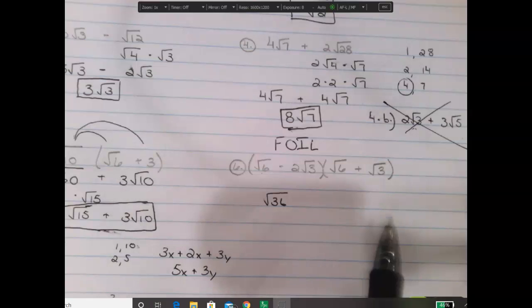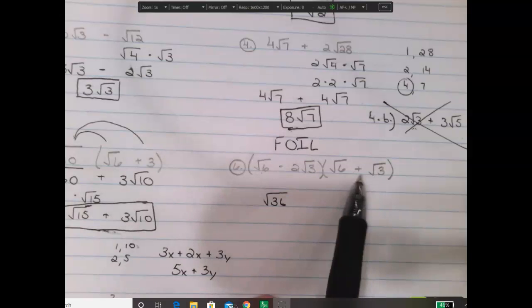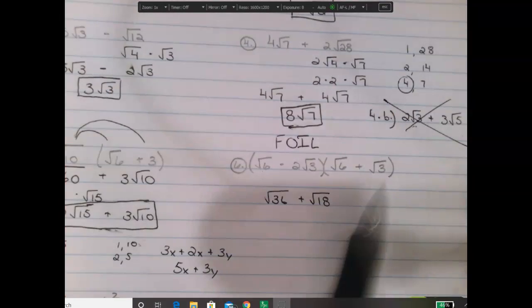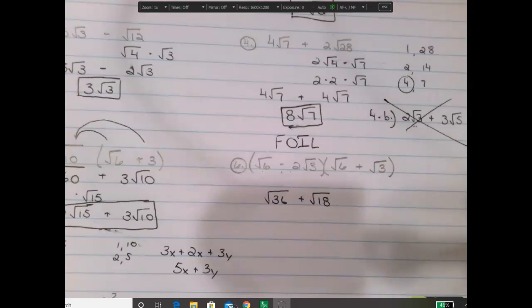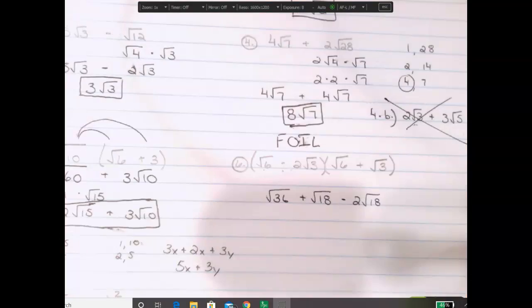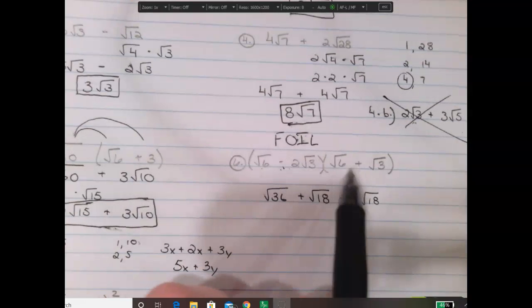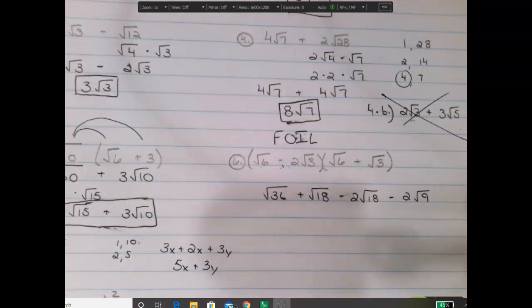So do your FOIL, your first, outer, inner, last, before you begin simplifying, just to make these steps a little easier on you. Now do your outside. Radical 6 times radical 3 gives me positive radical 18. Now let's work on the inside. I've got negative 2 radical 3 times radical 6. That's going to give me minus 2 radical 18. And your last, minus 2 radical 3 times radical 3, minus 2 radical 9. Now, from here, let's go ahead and simplify.